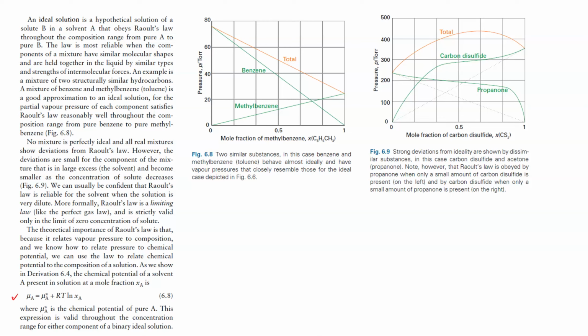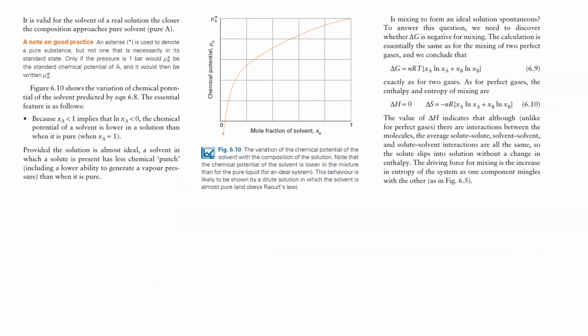Equation 6.8 shows that the chemical potential of A equals the chemical potential of pure A, which is mu sub A with a star, plus the adjustment factor, RT, times the natural log of the mole fraction of A. This expression is valid throughout the concentration range for either component of a binary ideal solution. It is valid for the solvent of a real solution the closer the composition approaches pure solvent, or pure A.